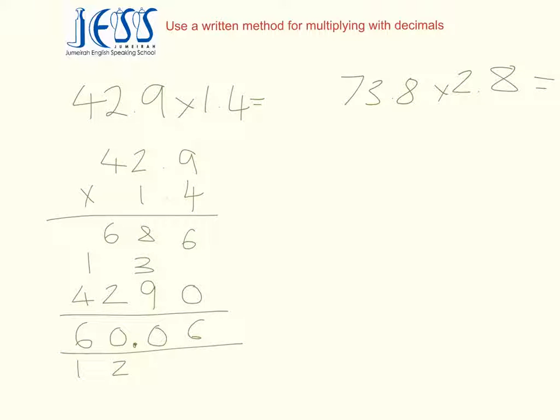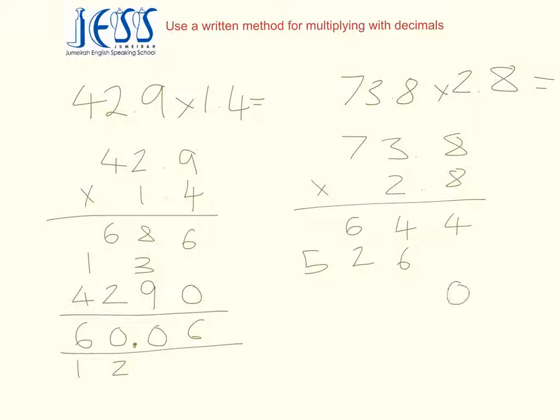Okay, if I come over to the other one, 73.8 times 2.8. Okay, 8 times 8 is 64. 8 times 3 is 24. 8 times 7, I struggle with this one, 56. Okay, next one, placeholder. 2 times 8 is 16. 2 times 3 is 6. 2 times 7 is 14.